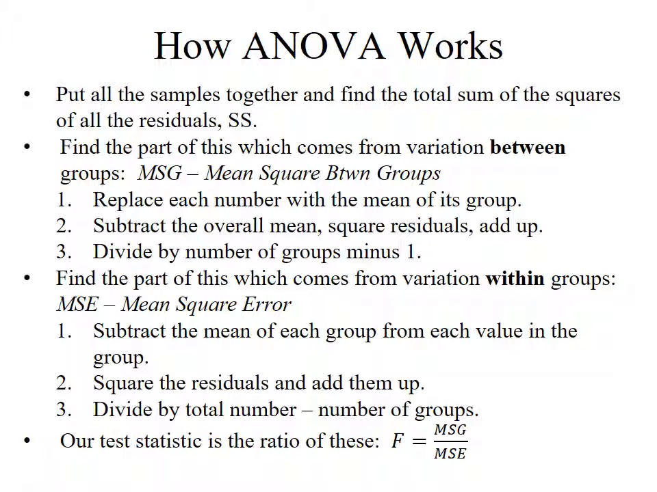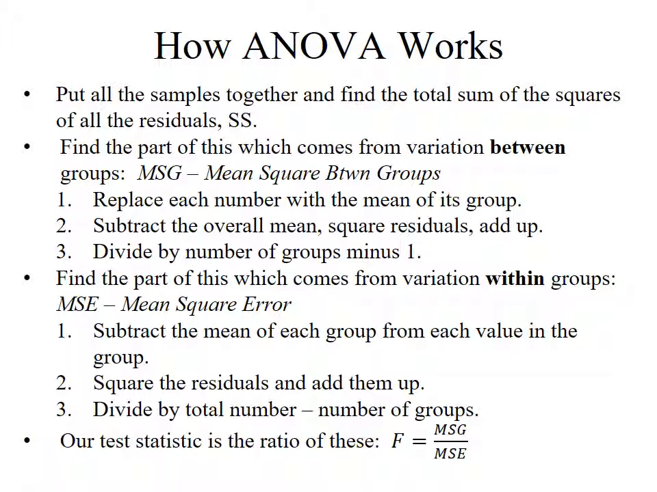I would then square the residuals, add them up, and then what do I divide this by? In order to get the variance, the mean of the squares of the residuals, I would divide this by the number of groups minus 1. So that's the degrees of freedom based on the number of groups. And that gives me MSG, the mean of the squares of the residuals between the groups.